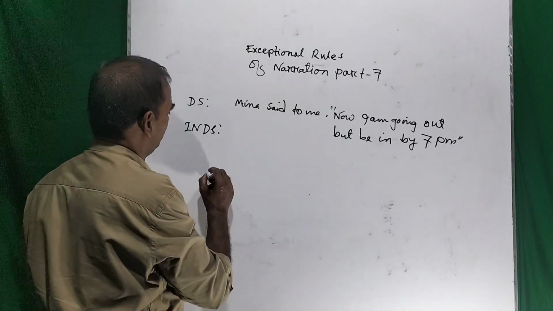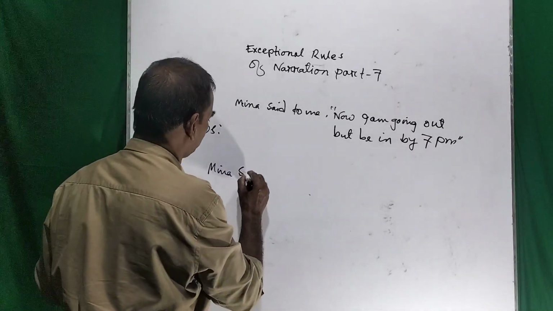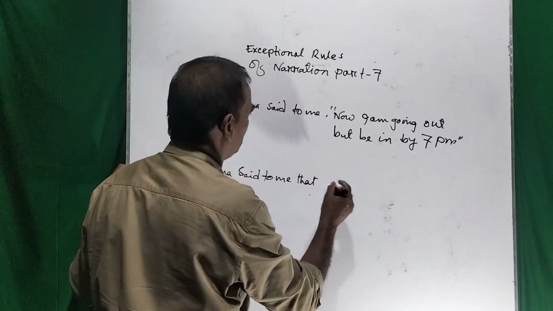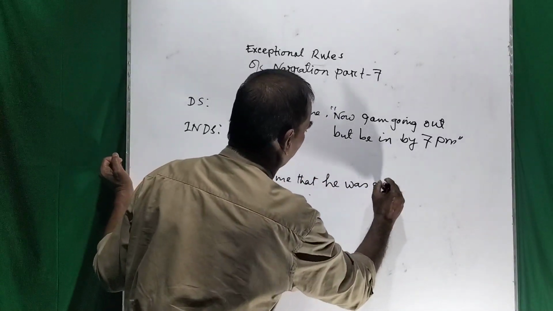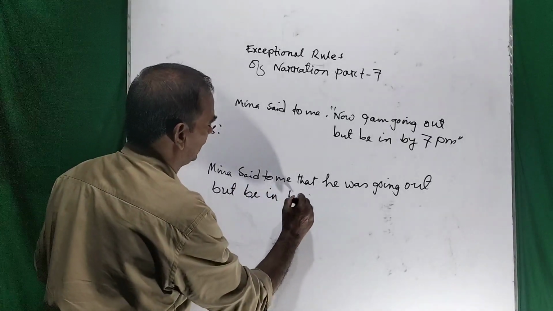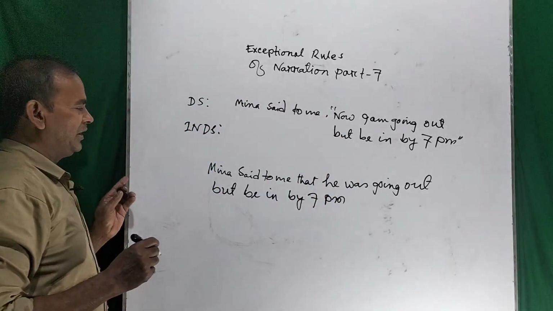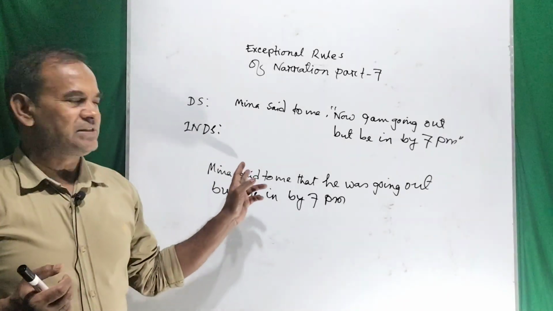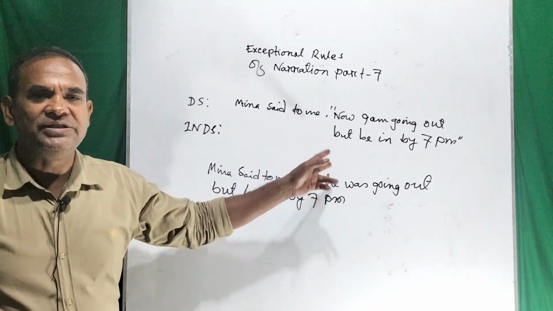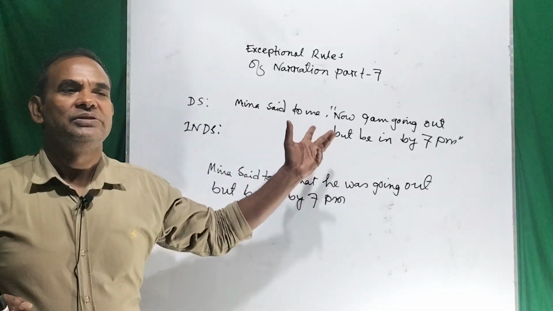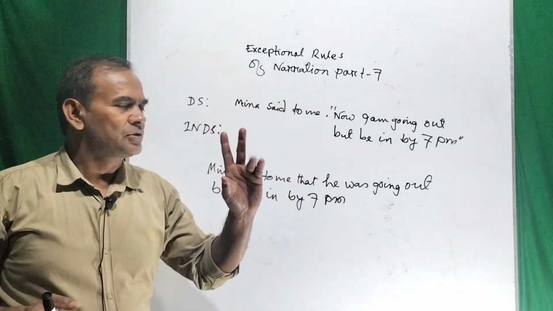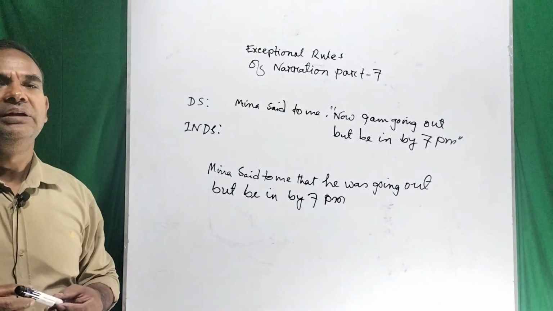So please take a look at Meena said to me that he was going out, but be in by 7 p.m. But be in by 7 p.m. So you can see, dear students, in this case, in the indirect speech, I haven't used any change of "now" because this is not so applicable, or you may think that this "now" is an example of exaggeration. So we should avoid exaggeration in writing and speaking English.